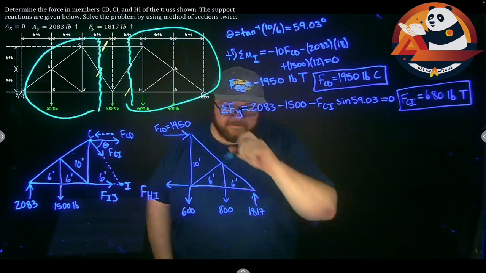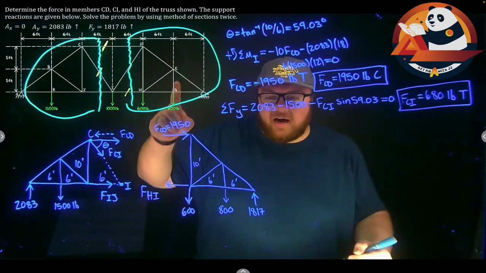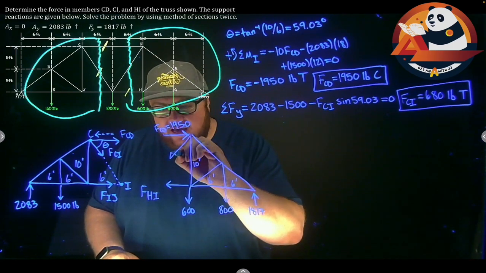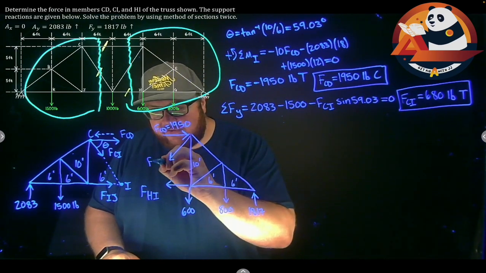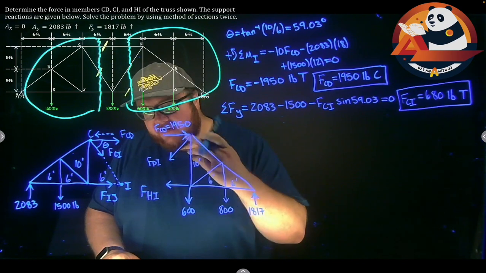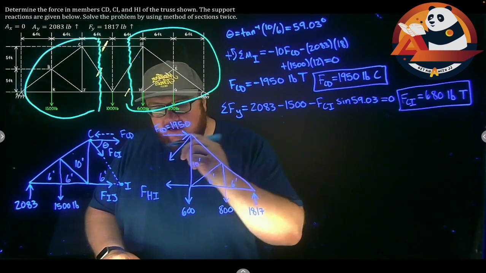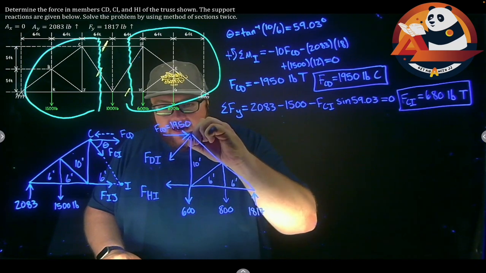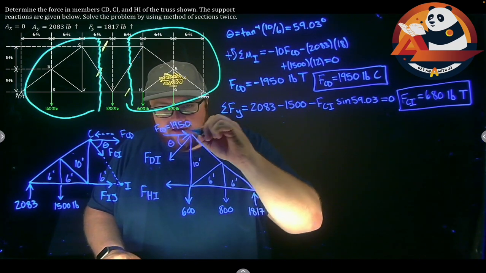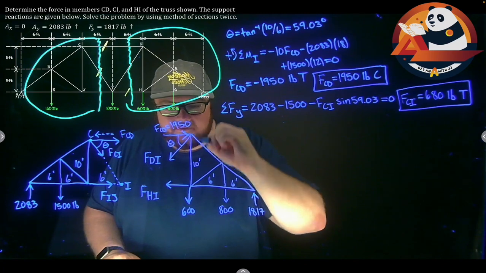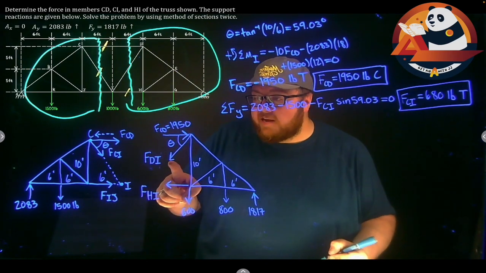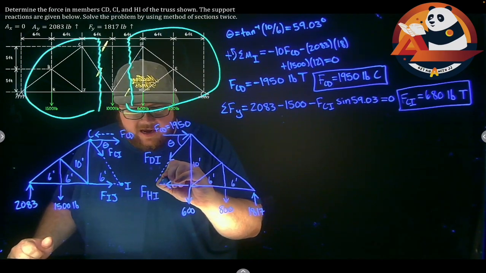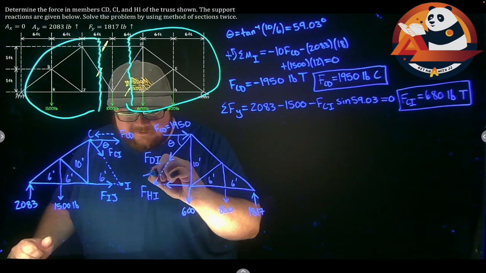We're compressing here. And then our last one, I cut through member DI on this. So going down and to the left, I have FDI. Let's make that look like a D, not a P. FDI at an unknown angle, theta. Finally, we can label in here FDI and FHI. They're going to intercept down here at point I.